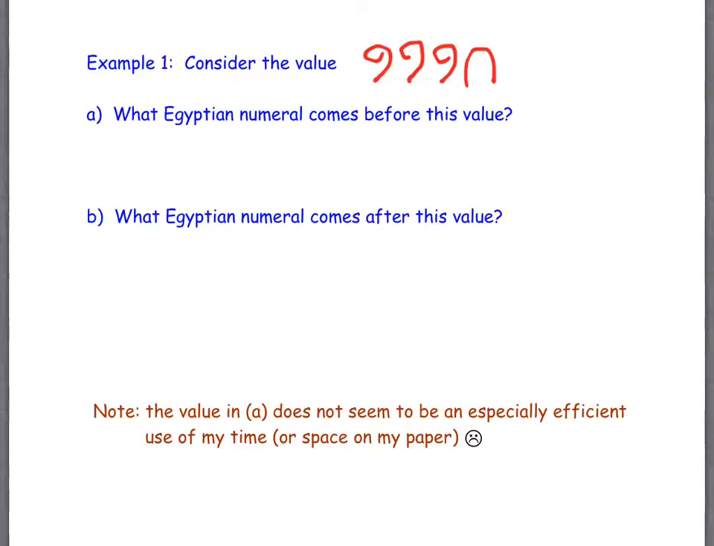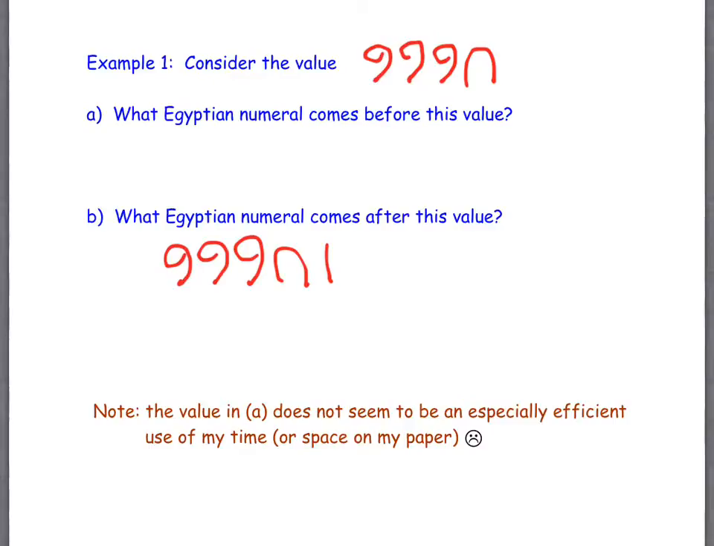The after is easier. What would be easy about this to do after? Yeah, you just have to put the tally mark and you're done. So the number that comes after this is going to look like three scrolls, the heel bone, and a tally. That's the number that comes after. I just have to put one extra symbol on the end, and I'm done writing the number that comes after. I'm not suggesting that the number that comes before is terribly difficult, but it's more challenging than this one.